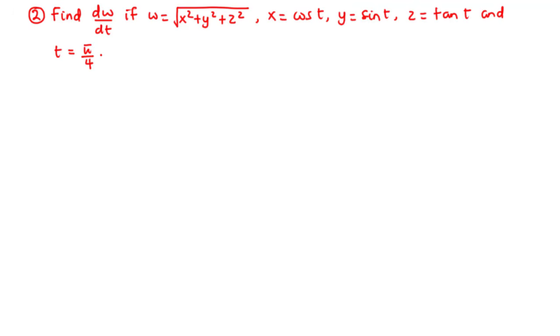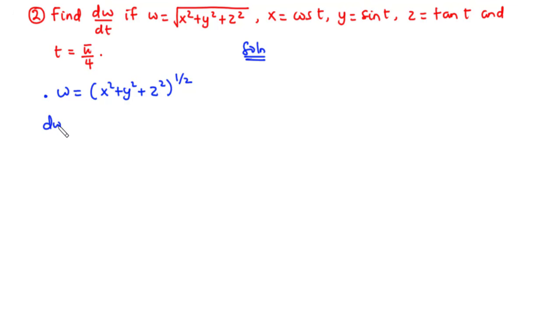Now to example 2, we are going to find dw/dt if w is equal to the square root of x squared plus y squared plus z squared, x is equal to cos t, y is equal to sin t, z is equal to tan t, and then t is given as pi on 4. So let's try this together. So we have w to be the square root of x squared plus y squared plus z squared. We can express this as x squared plus y squared plus z squared, all exponents 1 over 2.